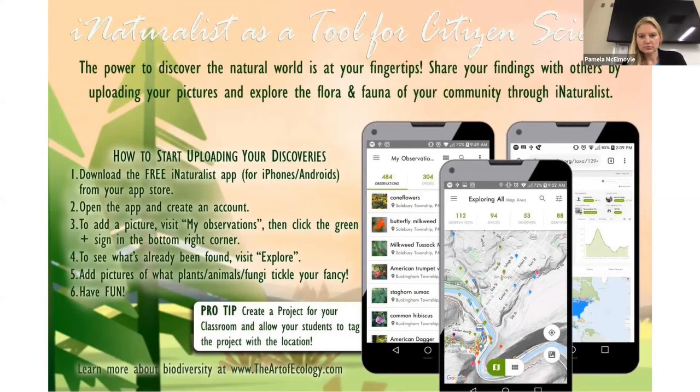When you click on featured in projects, at least the last one on mine is iNaturalist Observation of the Day. And that's a cool project to join if you are looking for some really amazing samples of observations from around the world to inspire your students, or if you're looking to learn more about globally what people have found. That's a cool project to take a look at.